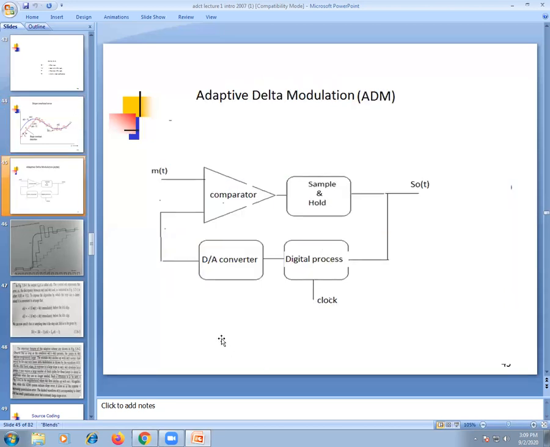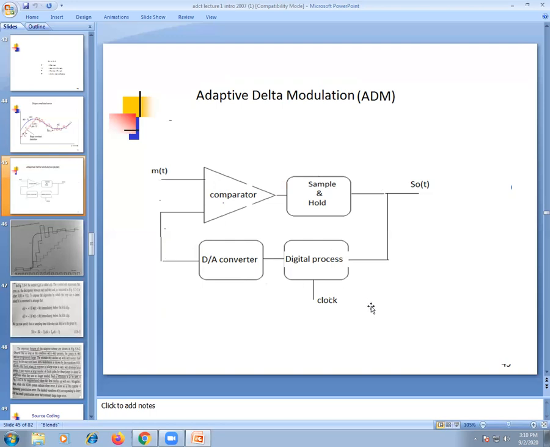In adaptive delta modulation, the comparator is the same as in delta modulation, and the sampler and hold are the same as in delta modulation. The quantizer and up-down counter are done by the digital process. One input of the digital process is the clock, the same as in delta modulation. Another is given to the DT converter, which is the same as in delta modulation. So this is the block diagram of adaptive delta modulation.